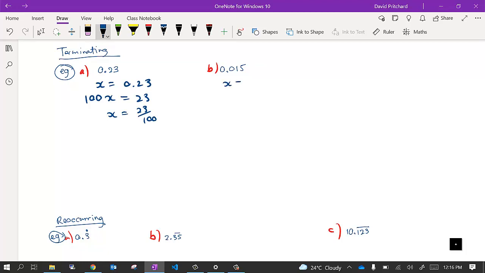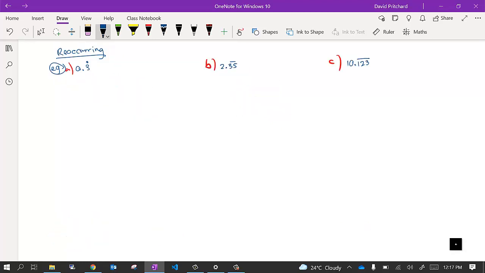Here we can say that x is equal to 0.015. Now in this case we're going to have to multiply by 1,000 to get rid of those 3 decimal places. So 1,000x is 15. Divide by 1,000, we've got 15 on 1,000. Now if we can see a common factor of 5 there, we can divide by 5 on top and bottom. We end up with 3 on 200, and that's our 0.015 as a simplified fraction.